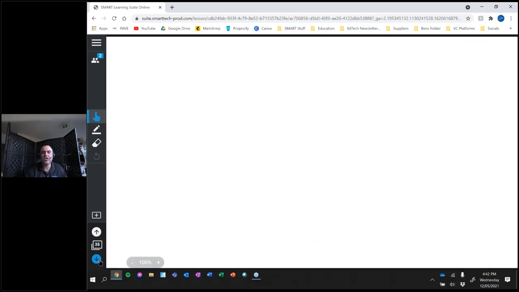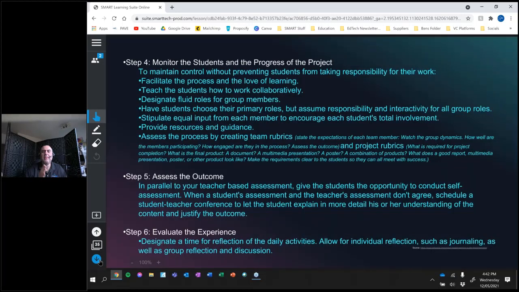Step 4 is monitoring the students' progress. So it's to maintain control without preventing students from taking responsibility of their work. It's important that you want them to take responsibility, but you do need to maintain control so that you can keep directing them forward, and so they're always moving towards that end goal. So there are some tips there to help you do that.